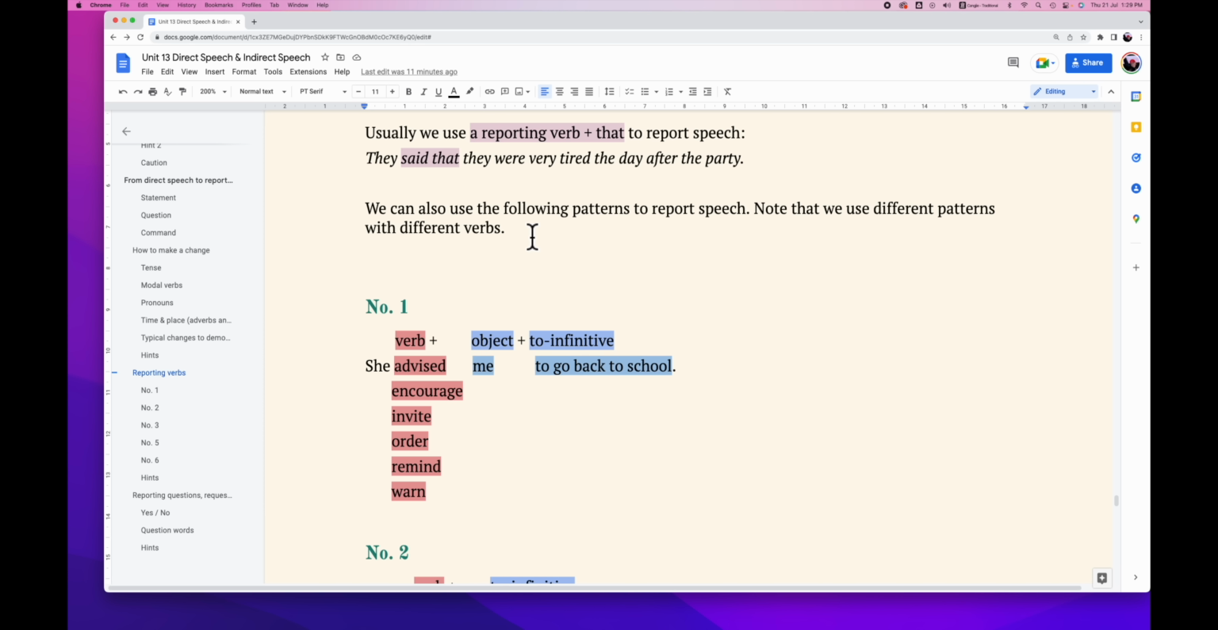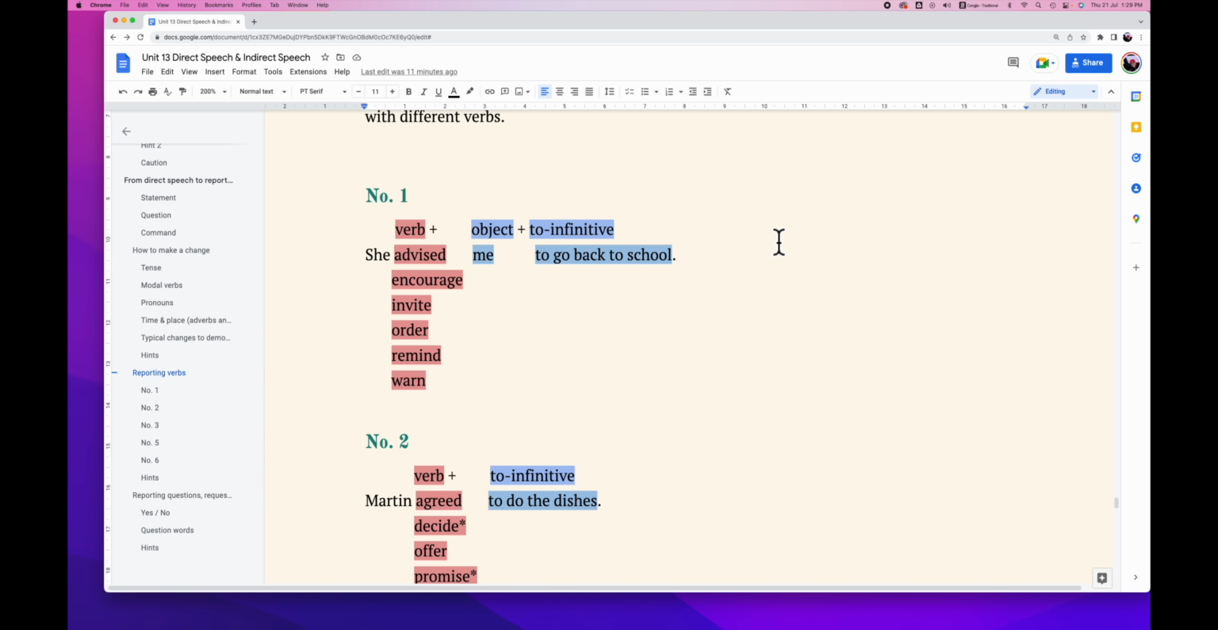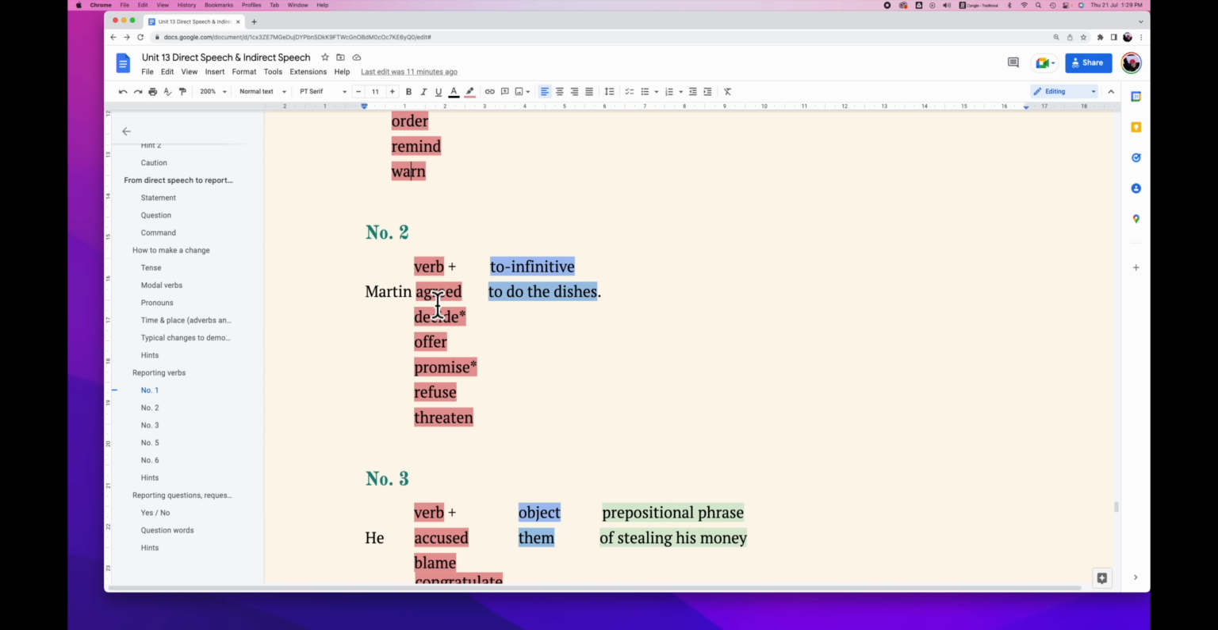Now, there are some other patterns we could use in reporting speech. Let's take a look. Number one, the words advise, encourage, invite, order, remind, and warn. You have to have an object plus a to-infinitive. Number two, agree, decide, offer, promise, refuse, threaten. You simply add a to-infinitive.